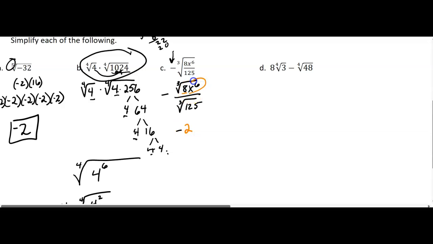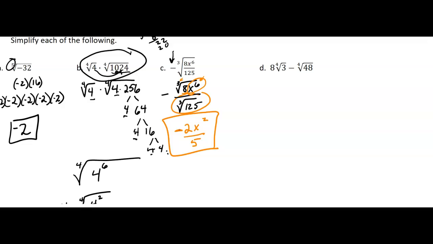And then how will you deal with x to the 6th? You could think of it as 6 little x's being multiplied together, or simply divide the index, 3, into the exponent, and it goes 2 times. So it's going to be x squared. All right? Now, what's the cubed root of 125? You're probably guessing that it's 5, and it is. So that's the answer. It's negative. So negative 2x squared over 5.